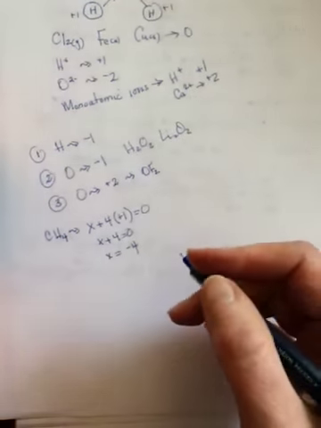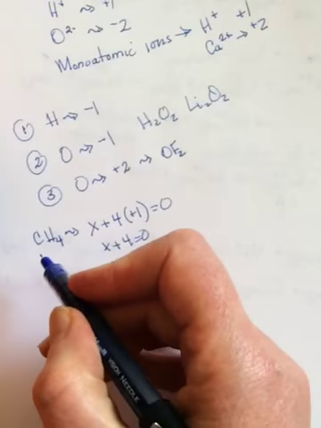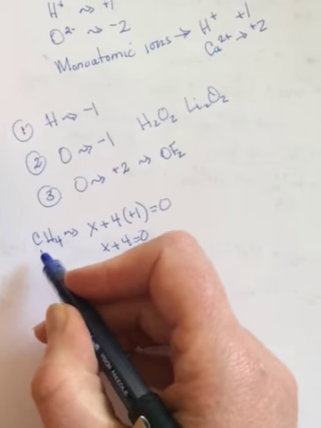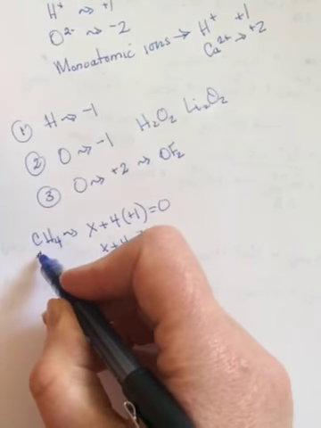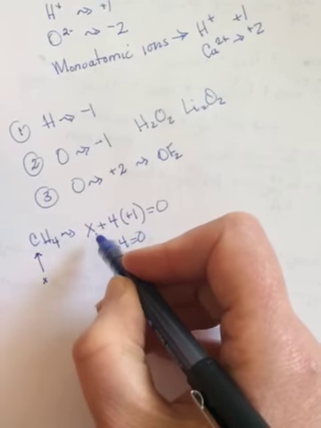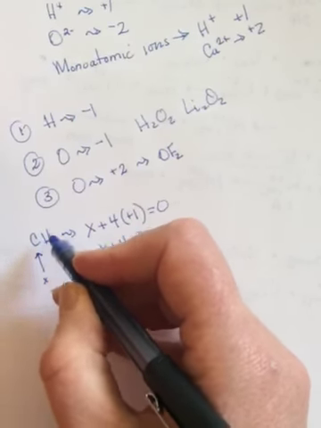Okay, so back to oxidation states. If we wanted to know the oxidation number of the carbon in CH4, we call the unknown, the one we're solving for, X. And then we write an equation. So X, we know H is +1.